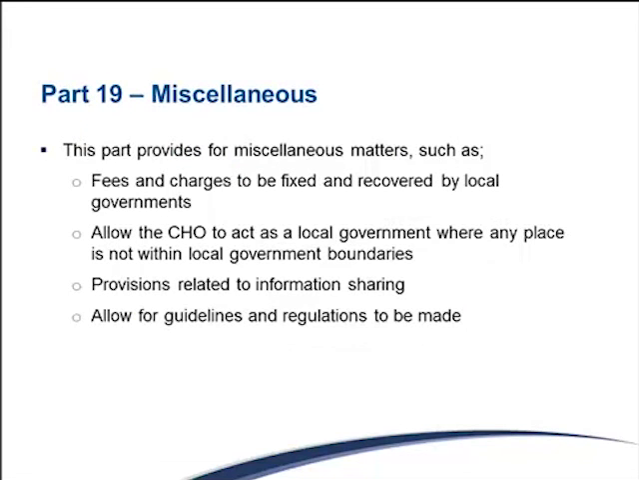Part 19, Miscellaneous, provides for miscellaneous matters such as fees and charges to be fixed and recovered by local governments. Allow the Chief Health Officer to act as a local government where any place is not within local government boundaries. Information sharing allows for guidelines and regulations to be made.